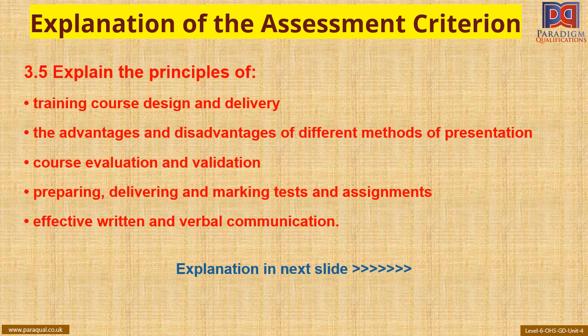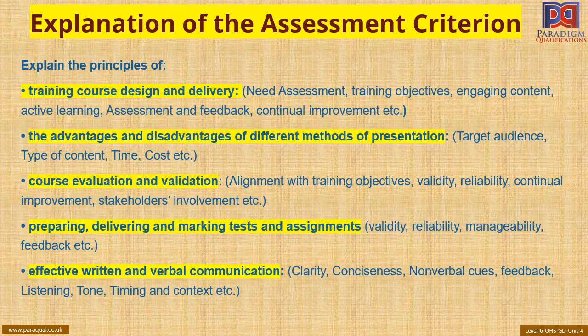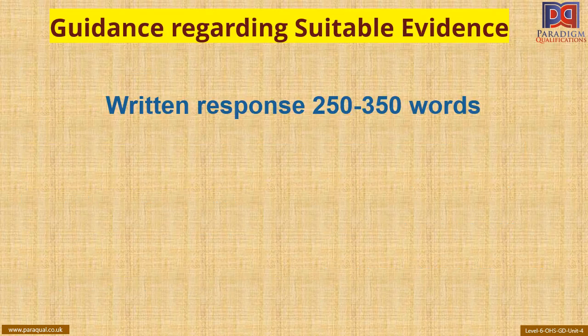3.5 Explain the principles of training course design and delivery, the advantages and disadvantages of different methods of presentation, course evaluation and validation, preparing, delivering, and marking tests and assignments, effective written and verbal communication. You have to consider the following as being displayed on your screen when responding to this assessment criterion. Written response must be between 250 to 350 words.